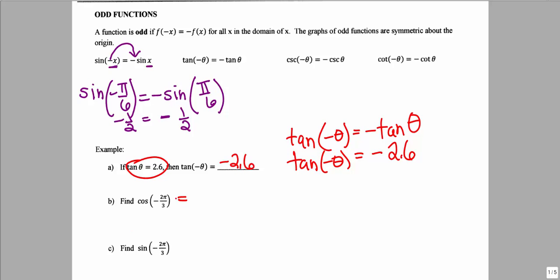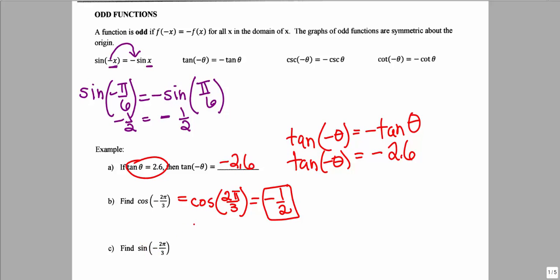Cosine is an even function, so cosine of negative 2 pi over 3 would be equal to exactly the same thing as cosine of positive 2 pi over 3. So if we know that cosine of positive 2 pi over 3 is a negative 1/2, then we know that cosine of negative 2 pi over 3 would also be equal to negative 1/2.